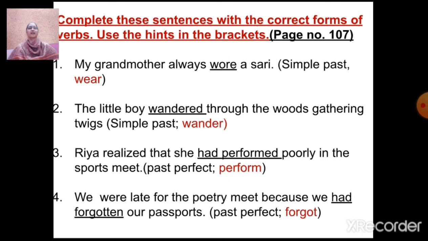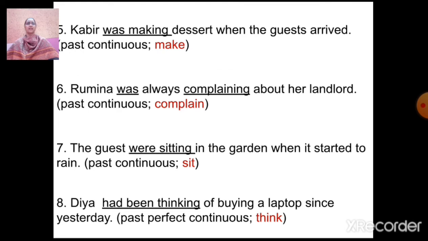Now let's move ahead. Kabir dash dessert when the guest arrived. Now we need to complete this with past continuous and the verb given is make. Now just follow the formula. The formula for past continuous is was or were plus ing form of verb. Now here since Kabir is singular, so we are going to use was. So the answer is, Kabir was making dessert when the guest arrived.